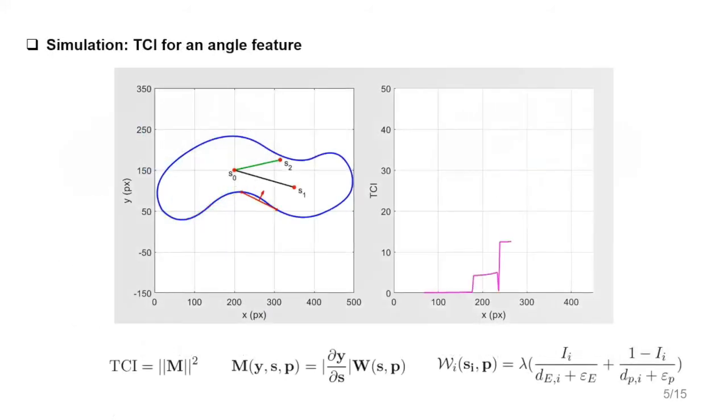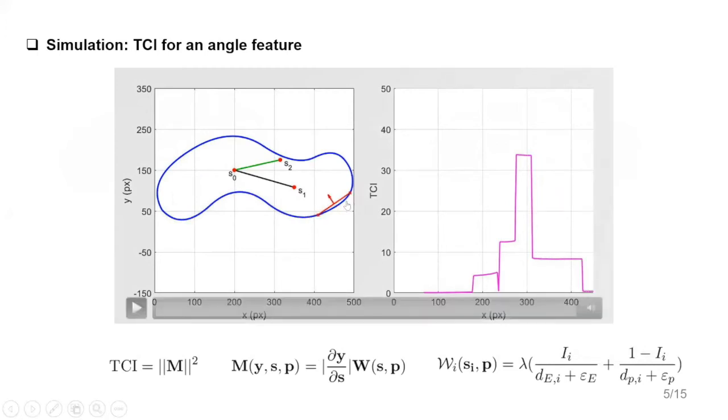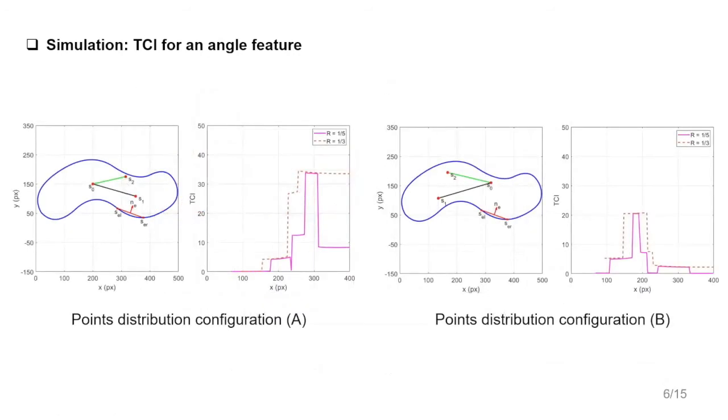This is a very simple simulation in 2D space considering an angle feature. The red segment represents a planar end effector. When the end effector traverses the bottom of the object, the index varies significantly, and a large index usually indicates an effective placement of the end effector to manipulate the object in the ongoing task. We have simulated two different configurations of point distributions and end effector sizes, and the results are also intuitive.